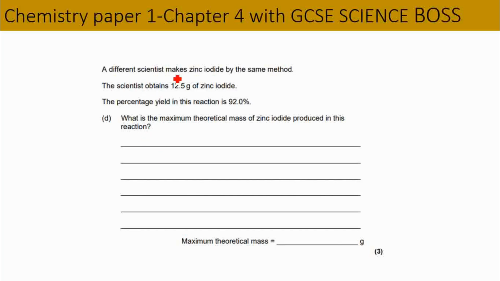All right, a different scientist makes zinc iodide by the same method. The scientist obtains 12.5 grams of zinc iodide.